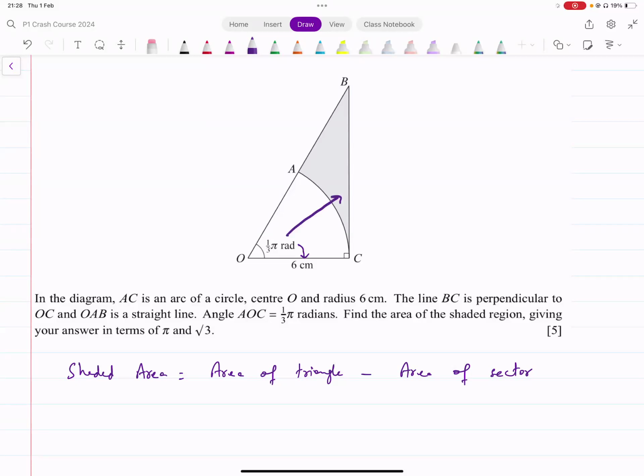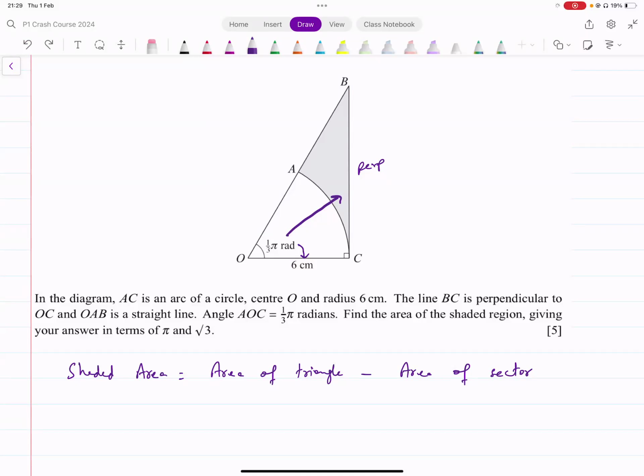If we can find BC somehow, we could use that as height because it's a right angle triangle. If we use 6 as base, we can use BC as height. So we can use half into base and height. So we can find BC like this. We can say BC is perpendicular. 6 is base. What's the ratio between perpendicular and base? Ratio between opposite and adjacent?